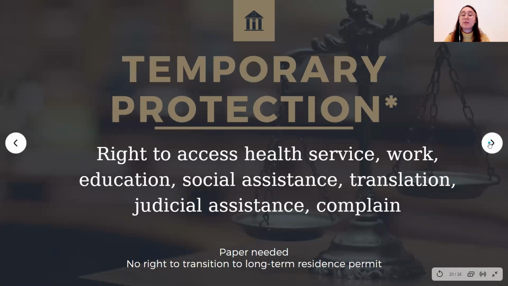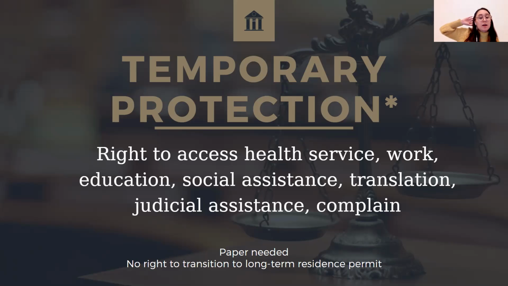So another point is temporary protection. They do not have similar rights when we look at the other statuses, like subsidiary protection, like family reunion and so on. And they have limited access to health service, work, and education. They have access to education service, but limited to primary and secondary school. And for health service, they cannot go to private ones. And they have the right to social assistance, translations, judicial assistance and complaint.